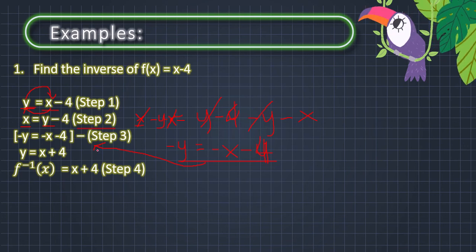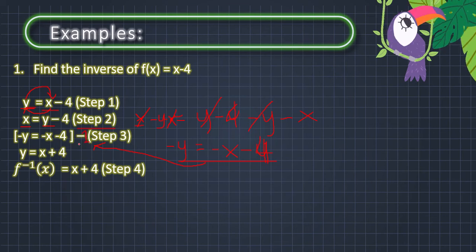After that, as you can see, our y has a negative sign, which means we will multiply by negative 1. Okay, I forgot to write negative 1 here, so there should be negative 1. And as you multiply negative 1 to our whole equation, negative y multiplied by negative 1 will be y. Negative x multiplied by negative 1 will be x.